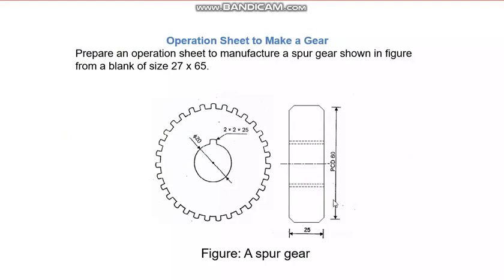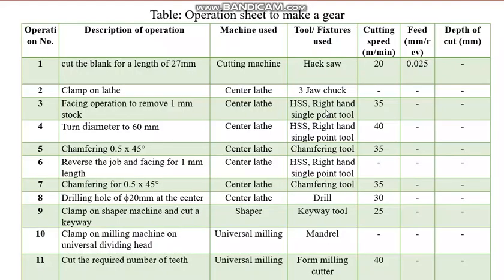So now the facing operation is this: from the center you go towards the periphery like this. Depth of cut is 1 mm, so 1 mm this side you reduce, 1 mm this side you reduce. And after that you have to do chamfering. This chamfering tool you will use, at a 45 degree.